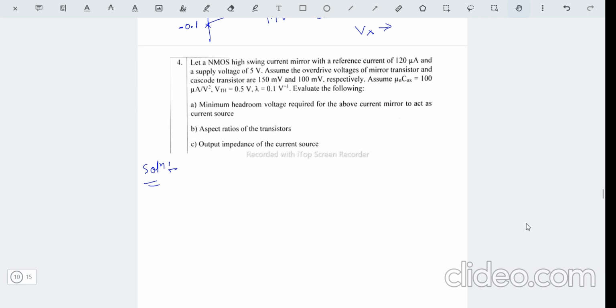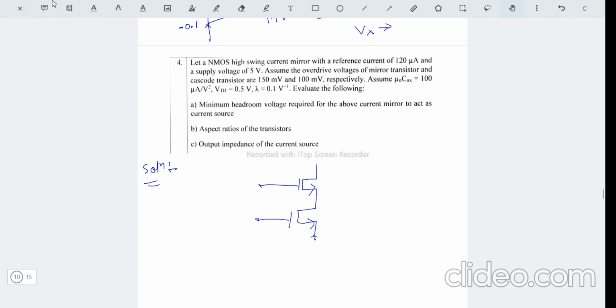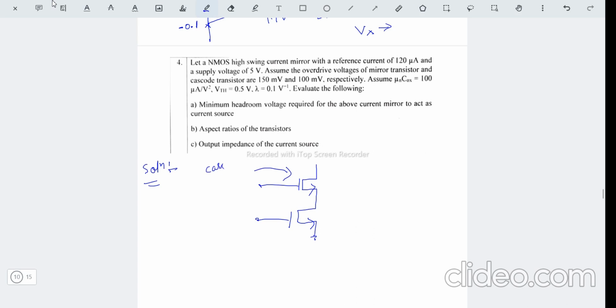In the high swing current mirror, we shall not draw the complete circuit, we shall draw only the last stage of the high swing current mirror. This is the cascode MOS. This is the mirror MOS. The bias voltage is coming from the other part of the circuit. As of now, we shall not worry about what circuitry is present on the left side. So now we shall start solving.